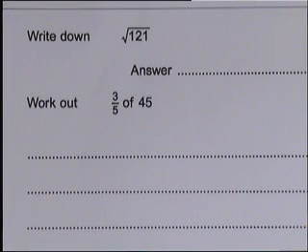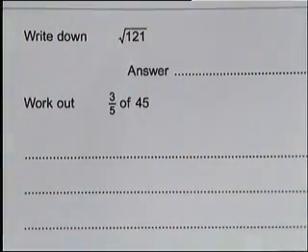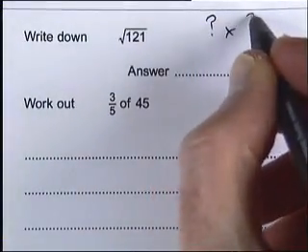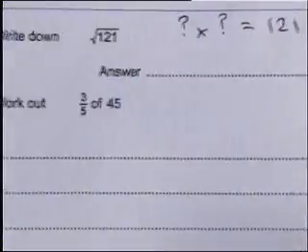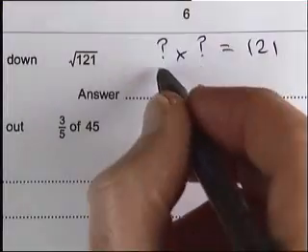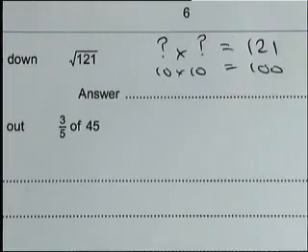This is question 8 from Unit 2 Foundation June 2011. Write down the square root of 121. What we're looking for here is a number that when we times it by itself we get 121. Hopefully what we do know that might help us is that 10 times 10 is 100. So we're looking for a number bigger than 10.